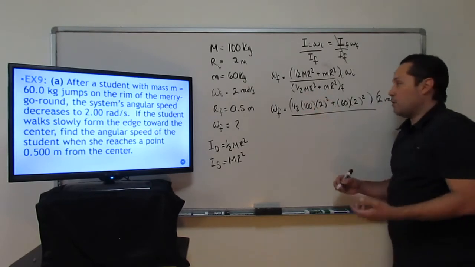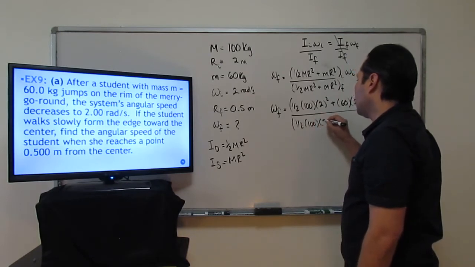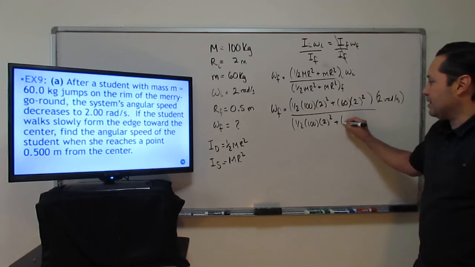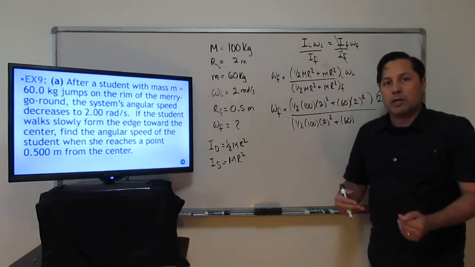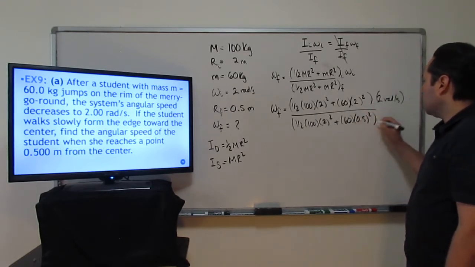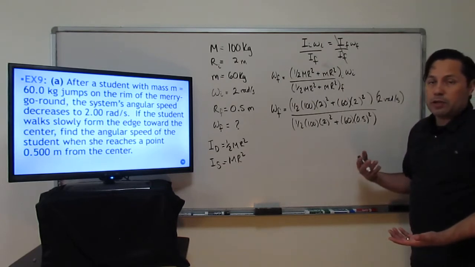For the disk, that remains the same. So it's going to look the same, 1/2 100 times 2 squared plus, now the student's going to be slightly different. Although her mass remains the same, her position did move. She moved closer to the center. She is 0.5 meters from the center of rotation. So that will be the setup for this problem. After that, we're going to plug in all our values.